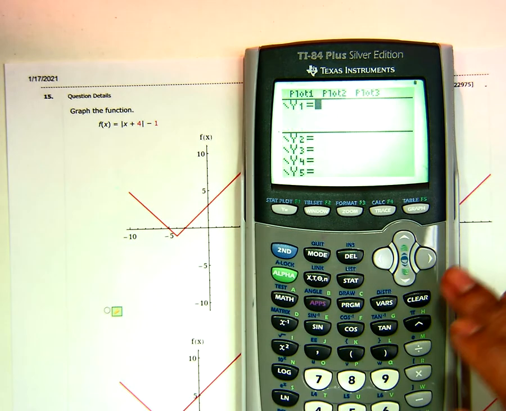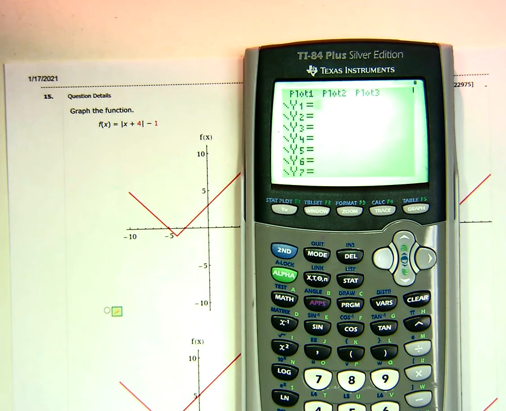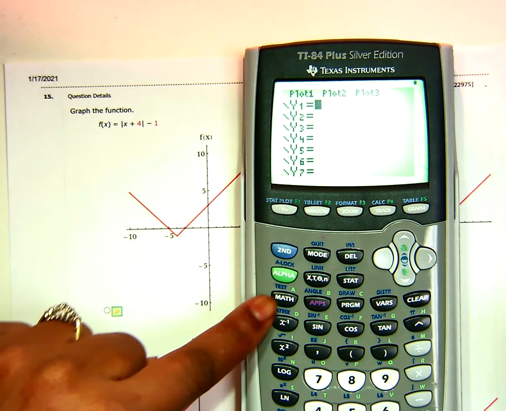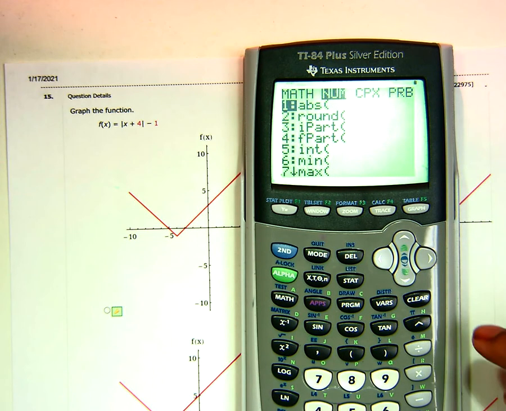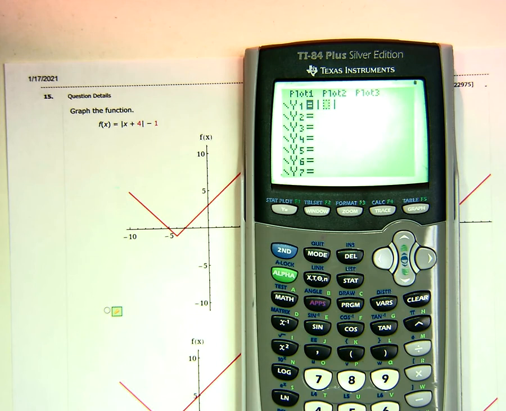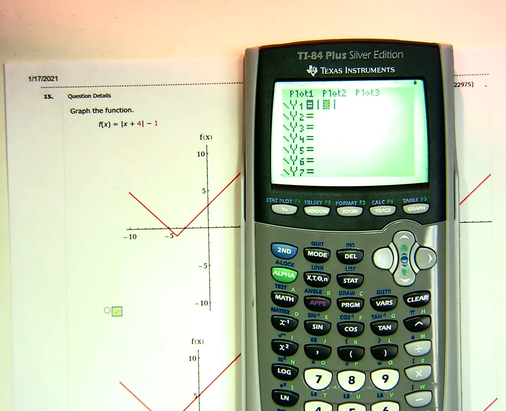There we go. I found it. So let me retrace my steps. Hit the math key, or y equal, math key, use your right arrow key, go to number. ABS stands for absolute value, so you're going to hit enter. Notice how you have your brackets. Depending on how old your calculator is, you might have parentheses.